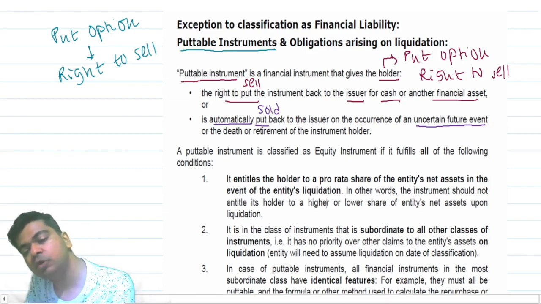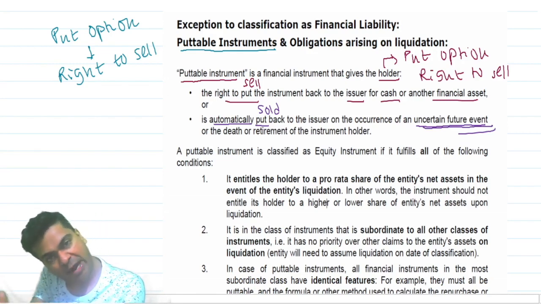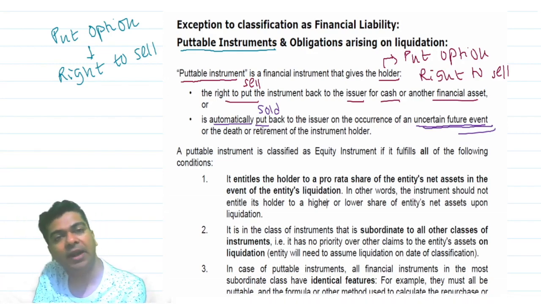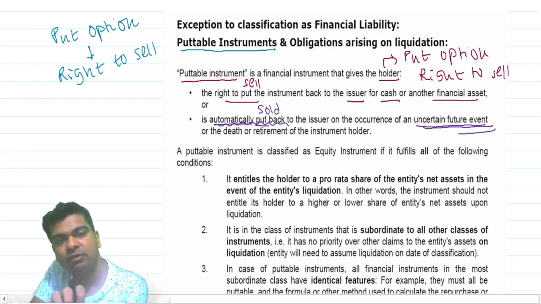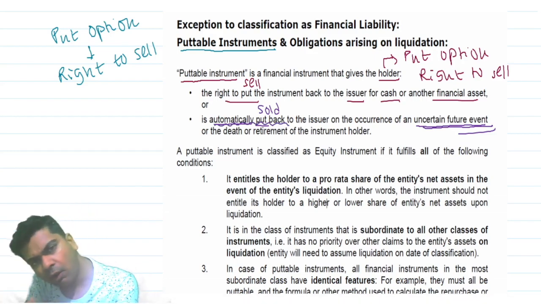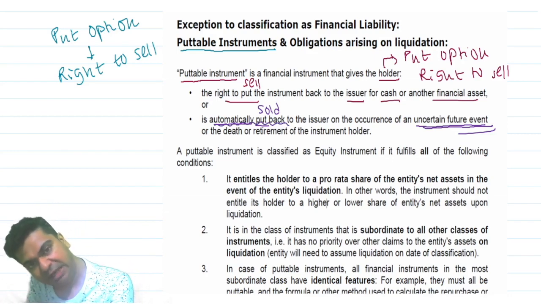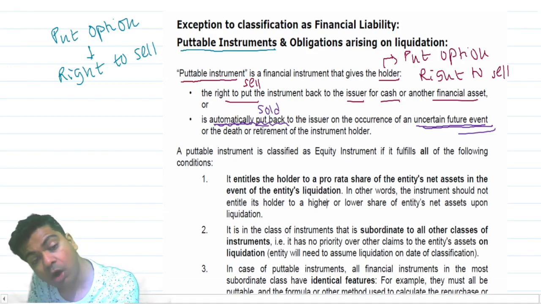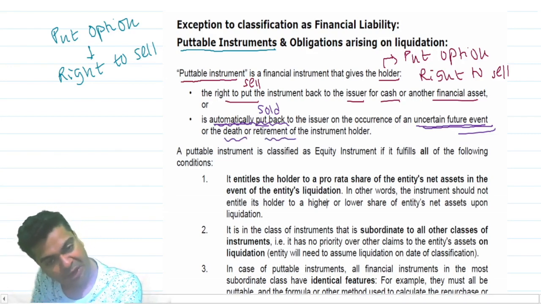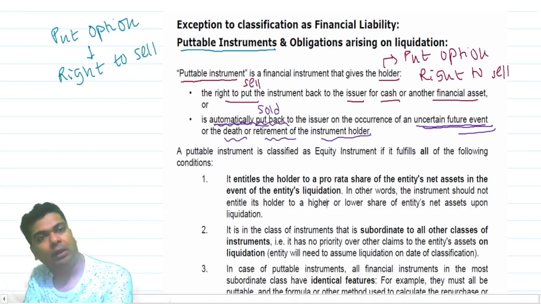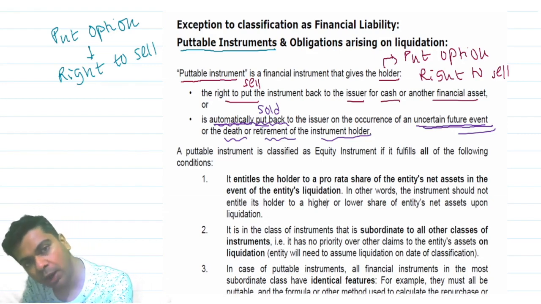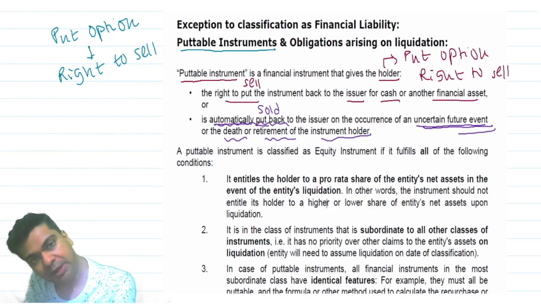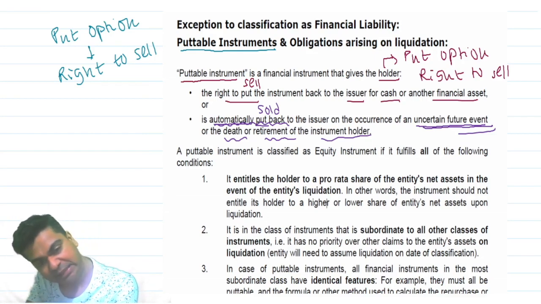We have an uncertain future event over here. The future event is that a fraud has been detected, and it was already made very clear that it will be automatically sold back to the issuer. So these equity shares will be sold back. It will be bought back, or you may say forfeited, whatever you say. It will definitely make this a puttable instrument. Or this can even happen in the event of death or retirement of the instrument holder. This is what we understand as a puttable instrument. Either the holder is getting a right to sell it back to the issuer, or it will be automatically sold back to the issuer provided some future uncertain event occurs, or whoever is holding that particular instrument is dying or retiring.